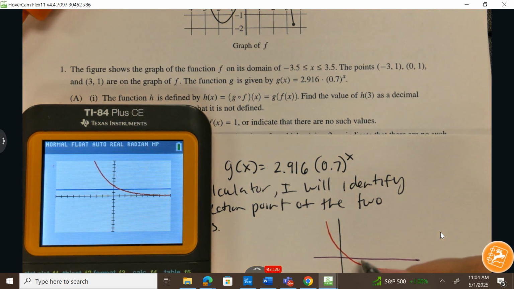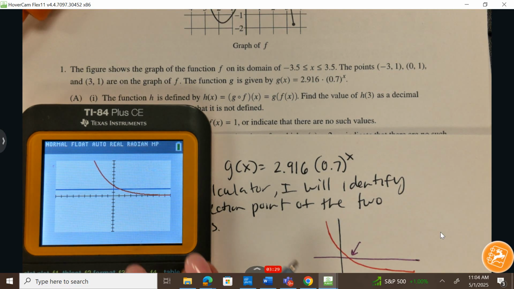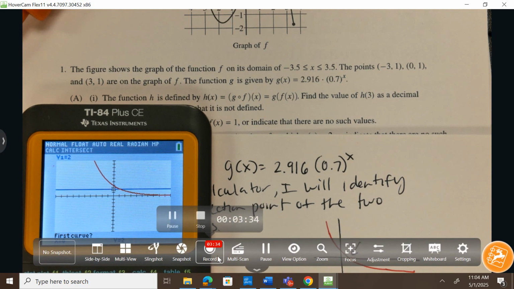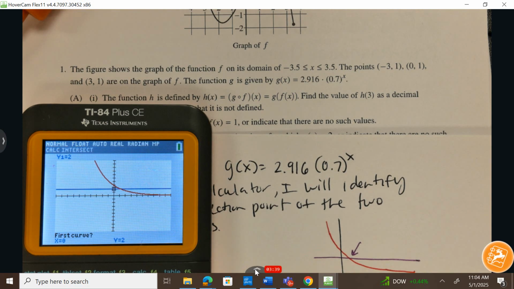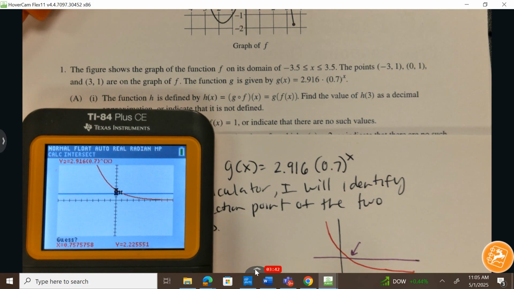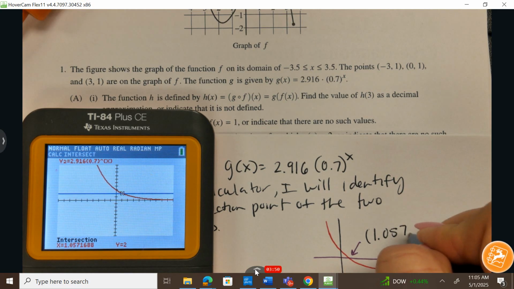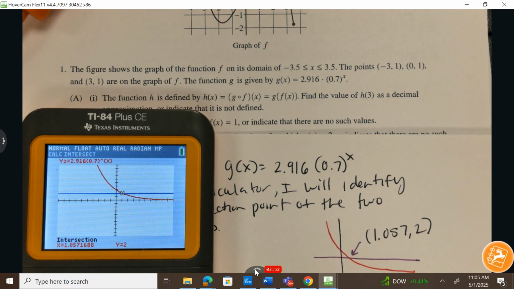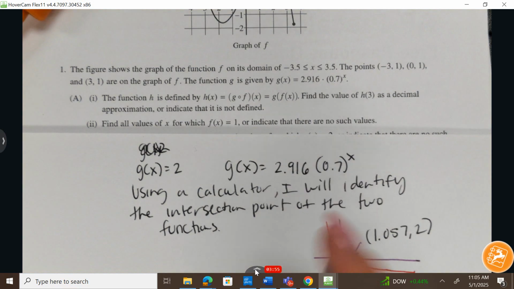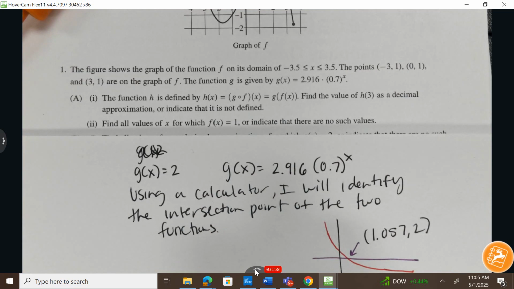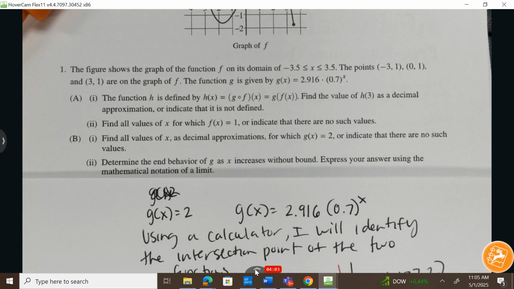So I want to know, where is this intersection point? Second trace, intersect. Okay, so I'm going to go first curve, enter, second curve, enter, and get as close as possible, and enter. Okay, so this is 1.057 and 2. All right, so now we need to indicate what is the x value. So x is approximately 1.057. All right, let's go on to the next part.